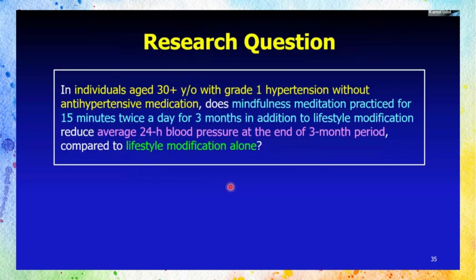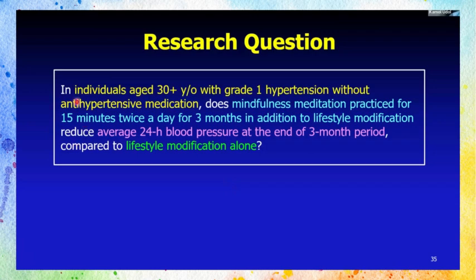The general format of a research question is: in population P, what is the effect of intervention I on the outcome O compared to control C? You can use this format.